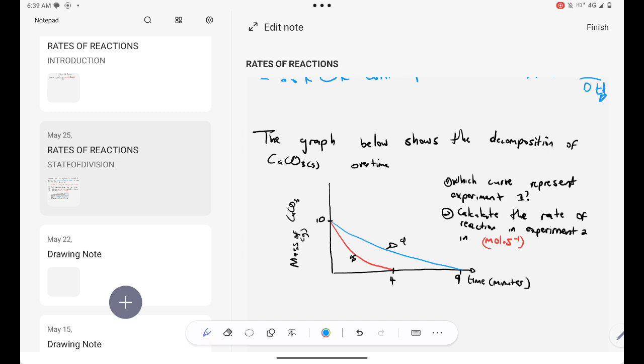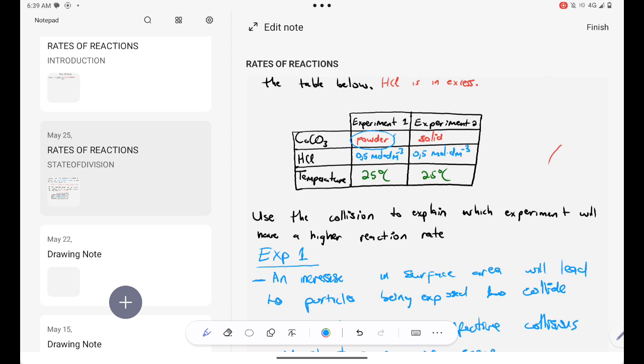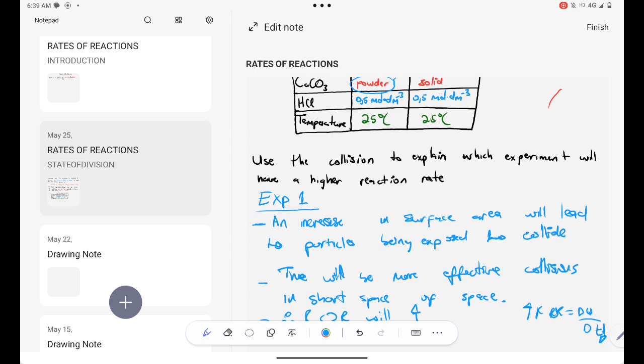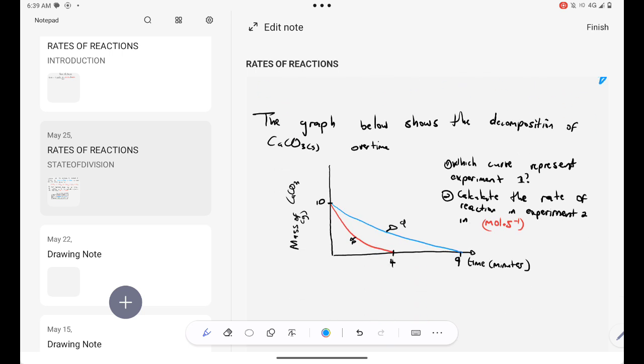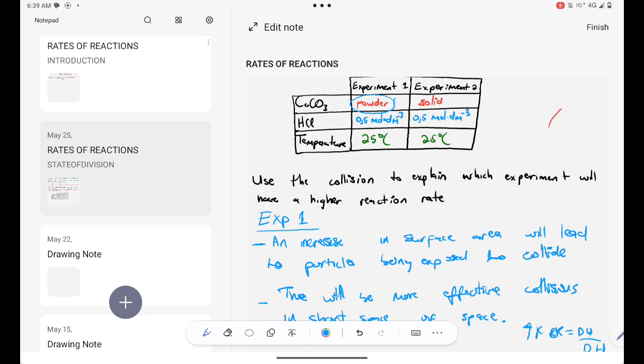The sketch below shows the decomposition of calcium carbonate over time. Which curve represents experiment 1? Remember that experiment 1 is the one that takes place when the calcium carbonate is in powder form. That simply means that experiment 1 will reach completion faster. So it will take 4 minutes for curve 1 to reach completion, and it will take 9 minutes for the second one to reach completion.